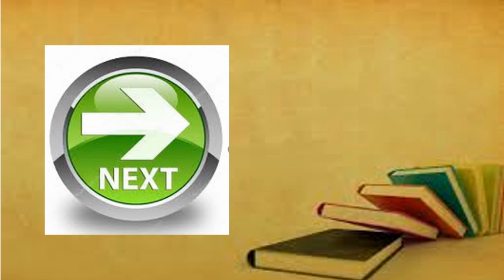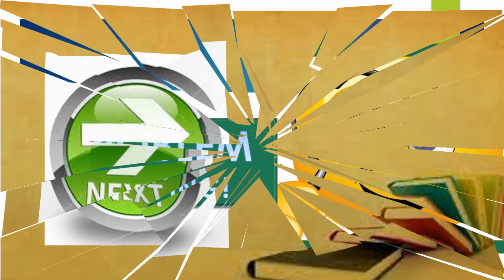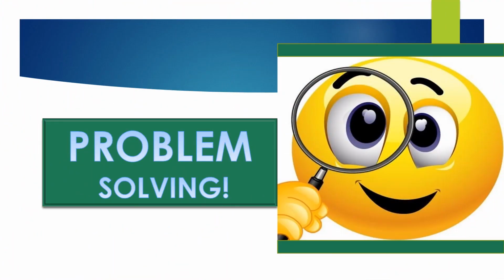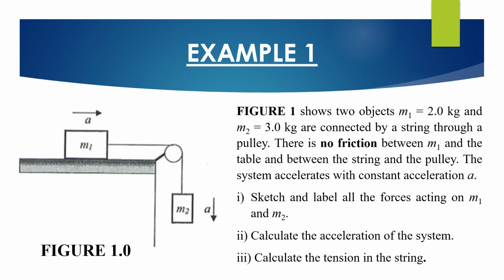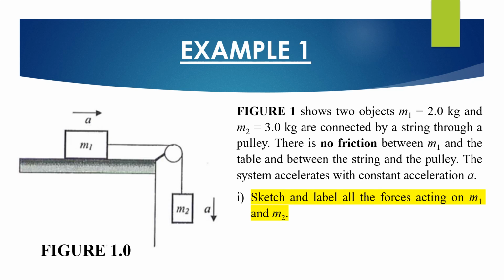Next, let's recheck our understanding. Let's look at example 1. There are 3 questions for this example. Before we start answering, you need to underline the information given in the question. So we go to the first question: sketch and label all the forces acting on M1 and M2.